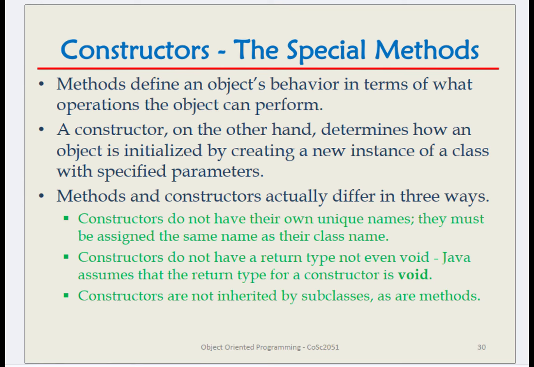Constructors do not have their own unique names, they must be assigned the same name as their class name. Constructors do not have a return type, not even void. Java assumes that the return type for a constructor is void. Constructors are not inherited by subclasses, as methods are. 30. Object-Oriented Programming Co. SC 2051.